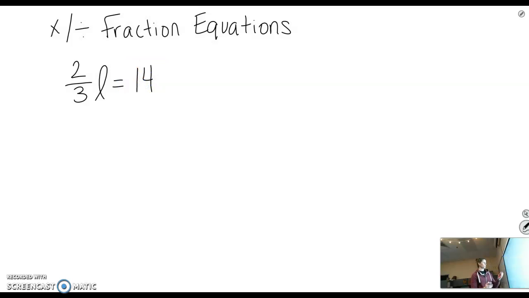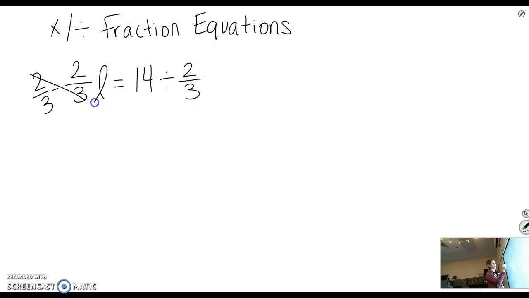So our variable is L. We want to isolate the L so we can solve for the value of L. We know we have 2/3 L. That is the same as 2/3 times L. So in order to cancel that out, I have to do the opposite or the inverse operation, which would be division, the opposite of multiplication. And what I do to one side, I have to do to the other. Right? So this cancels out.